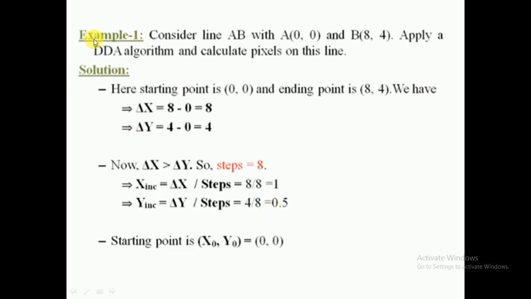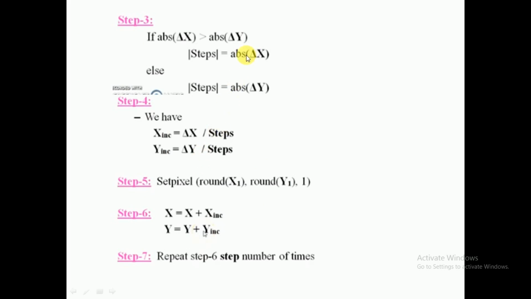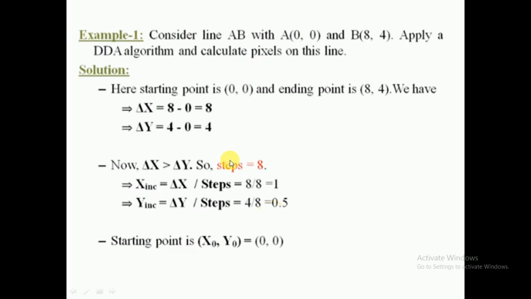Now an example. Consider line AB, where A is (0, 0) and B is (8, 4). Apply the DDA algorithm and calculate the pixels on the line. The starting point is (0, 0) and the end point is (8, 4). So delta x is 8 minus 0, that is 8, and delta y is 4 minus 0, that is 4. Delta x is greater than delta y, so steps equal the absolute value of delta x, using the previous algorithm. That is, steps equal 8.